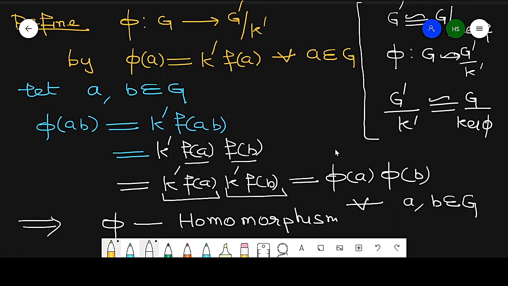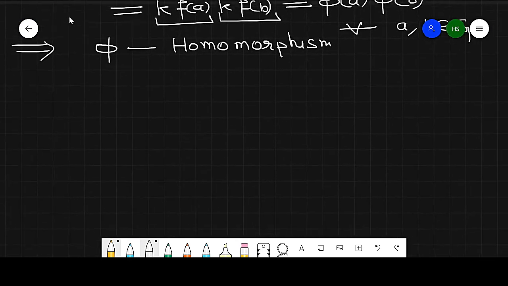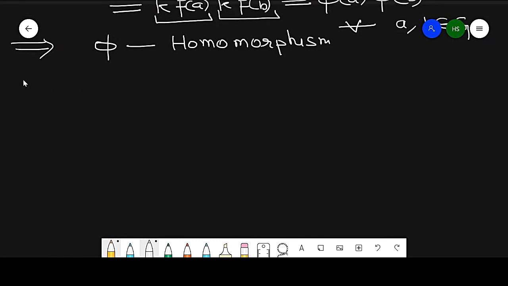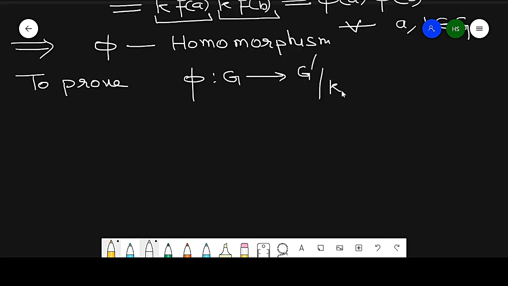So element of K dash, to prove this mapping is onto. So to prove phi mapping from G to G dash by K dash is onto. So to prove it is onto, let me take one element from this side. So what is one element from this side?